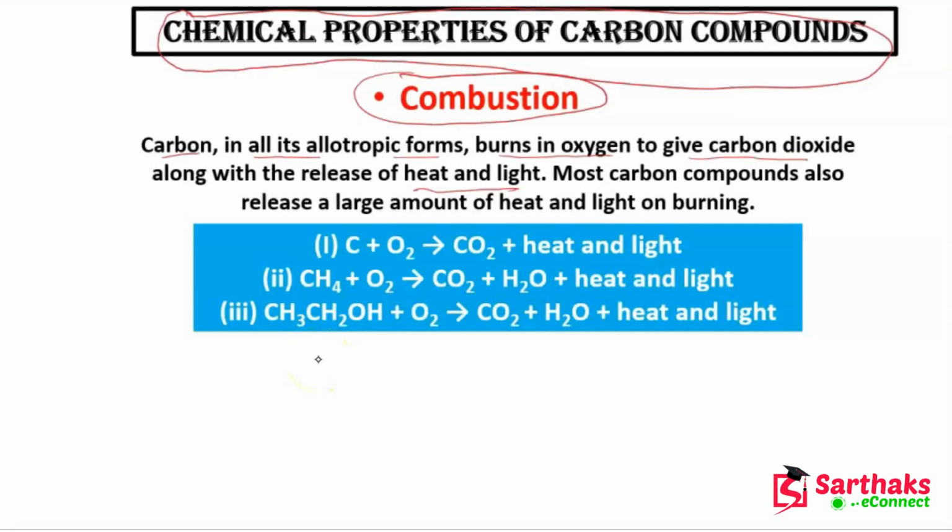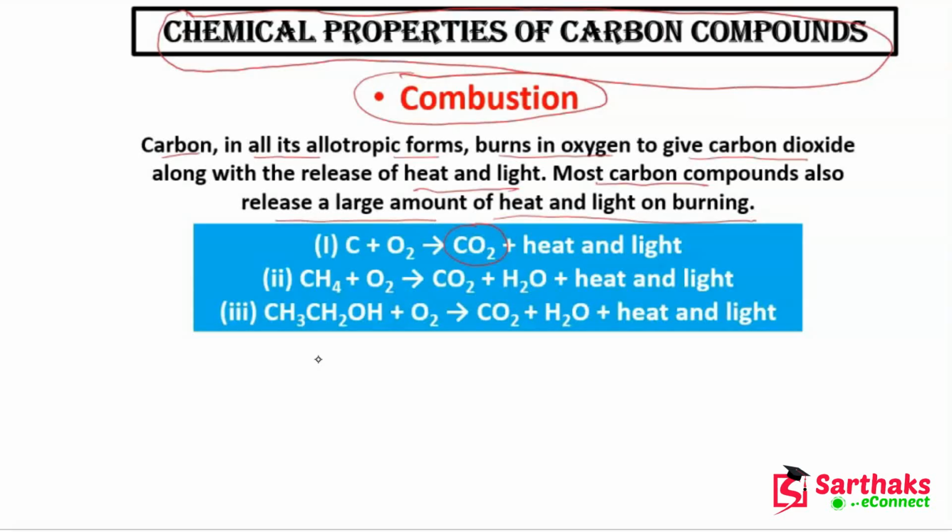So when you burn these carbon allotropes, or carbon, in the presence of oxygen, what will happen? They will produce carbon dioxide. Most carbon compounds also release a large amount of heat and light on burning. So this is the chemical property of carbon and its allotropic forms. Okay guys, I hope this is clear to you.